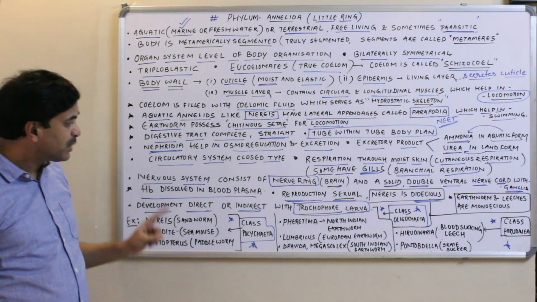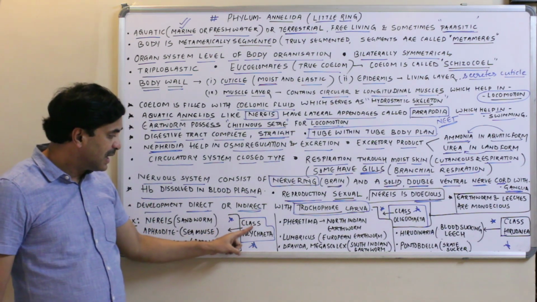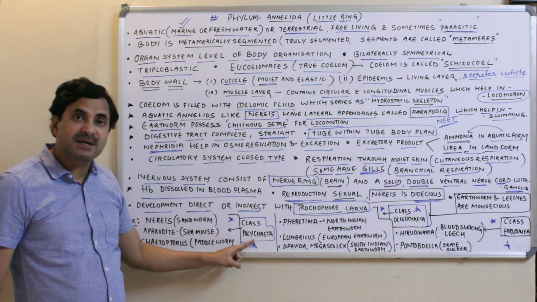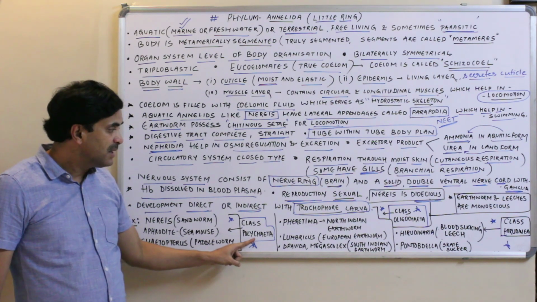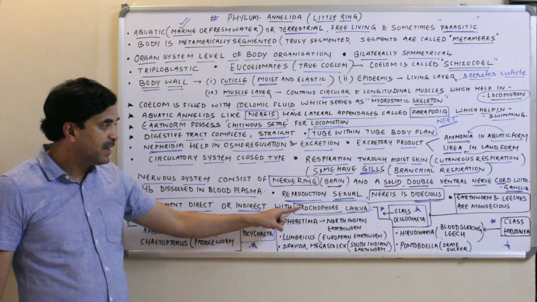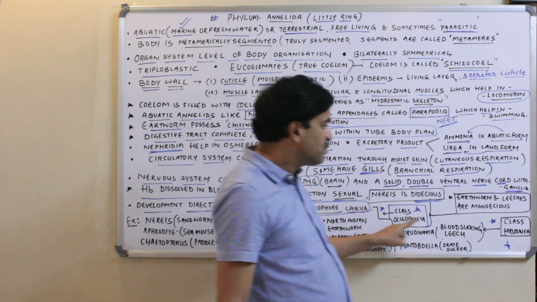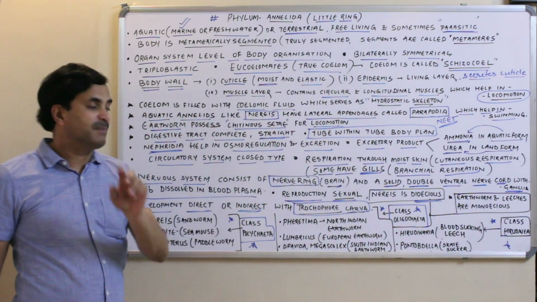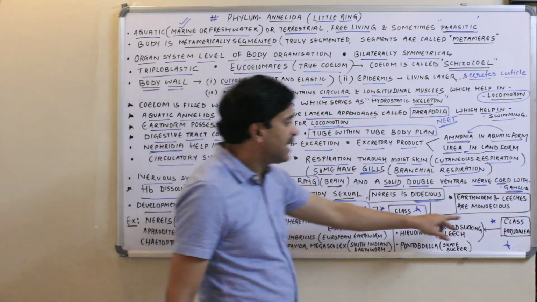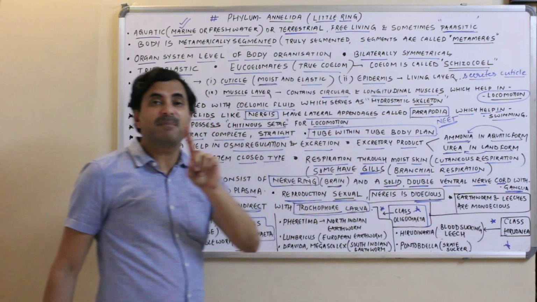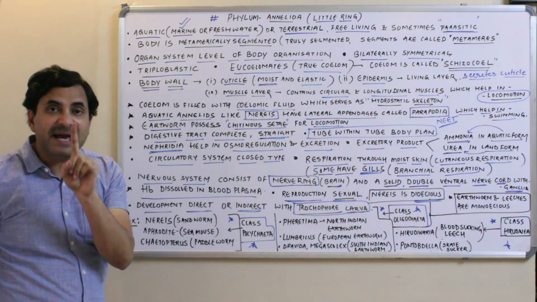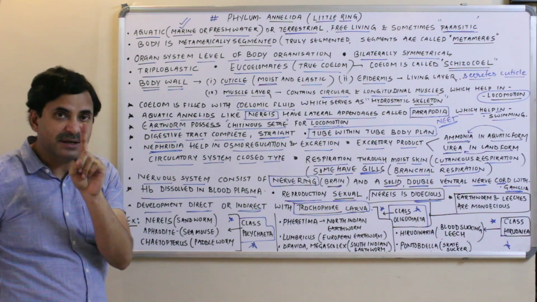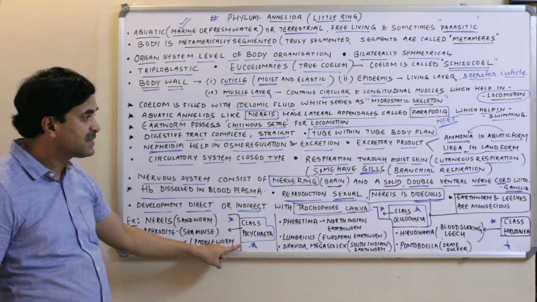What I want to say is that only the members of class Polychaeta have the larva known as the trochophore larva. Otherwise, class Oligochaeta and class Hirudinea do not have a larva. It means in class Oligochaeta and class Hirudinea the development is direct, while here the development is indirect.